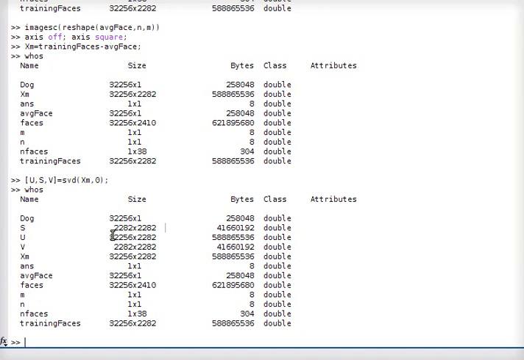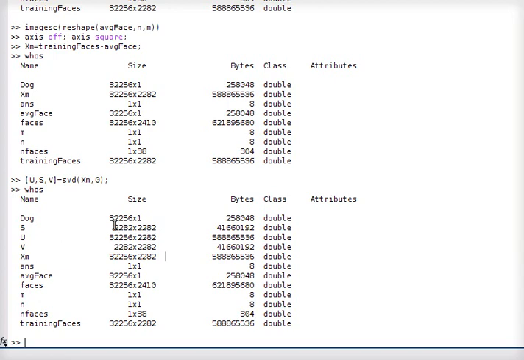Okay, the matrix U came out correctly, right? 32,256 by 2282. Remember, our basis is in 32,256 dimensional space, right? Those are where our basis vectors live. We have 2200 of them, or 2282 of them. Good. We haven't really talked about the matrix V very much. We will later on.